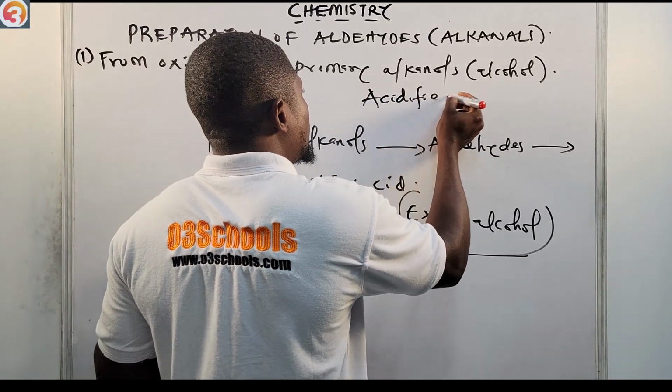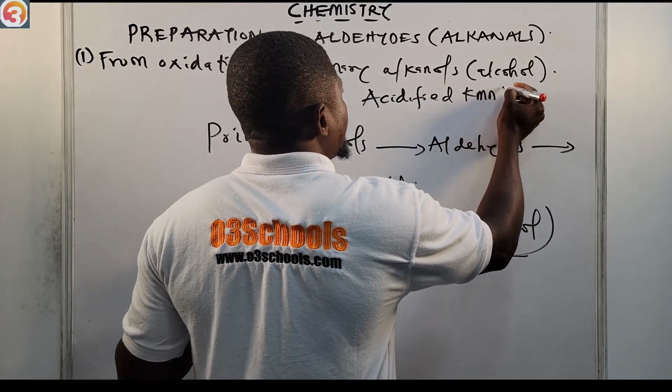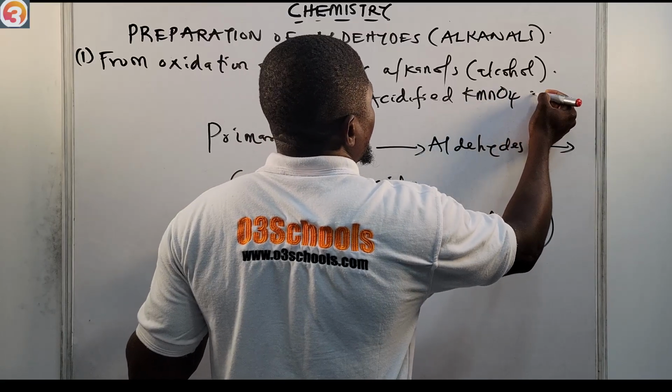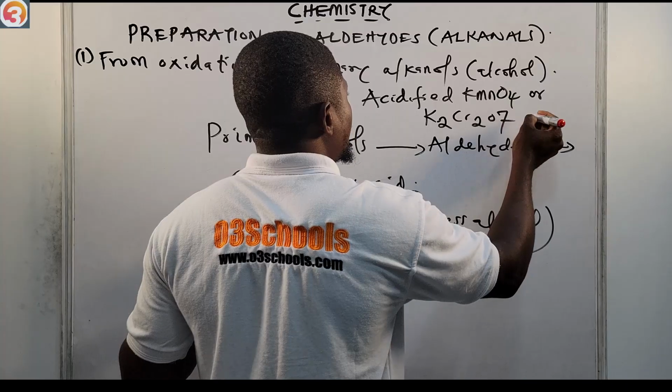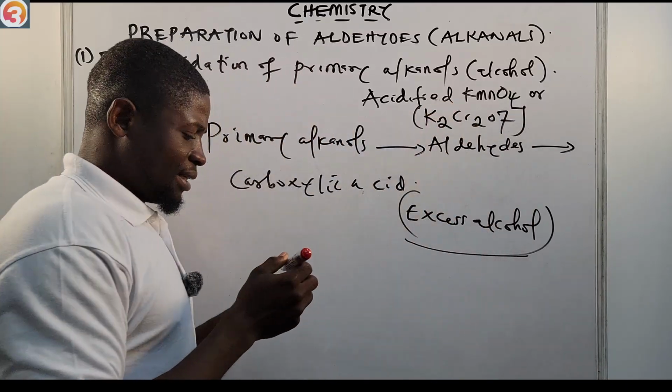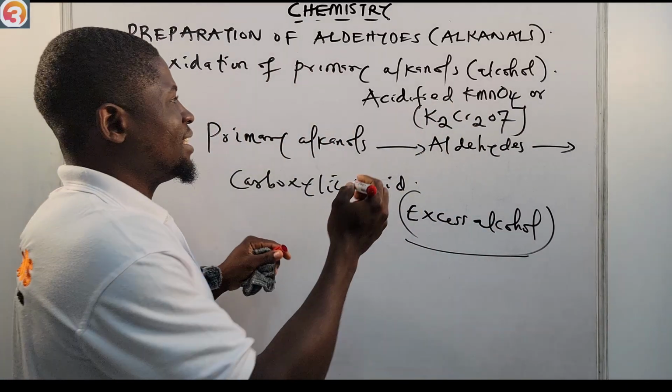Okay, and this is done in the presence of a very strong oxidizing agent like acidified KMnO4, or potassium dichromate(VI), K2Cr2O7. Okay, so these are the oxidizing agents that we use.